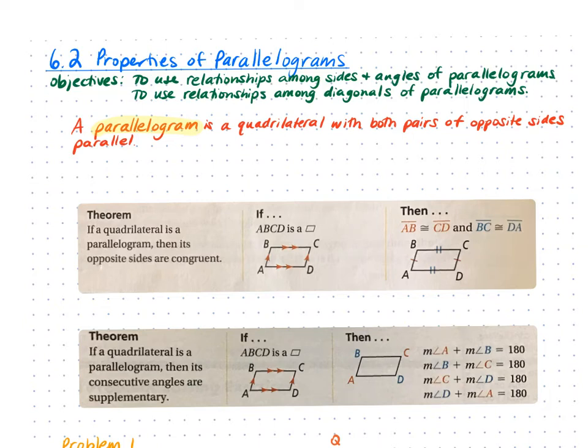This is the video lesson for 6.2 Geometry, Properties of Parallelograms. In this lesson, we're going to use relationships among sides and angles of parallelograms and among diagonals of parallelograms. To start, a parallelogram is a quadrilateral with both pairs of opposite sides parallel.